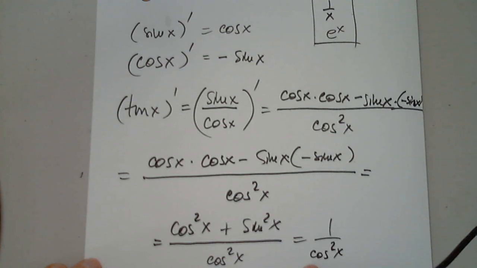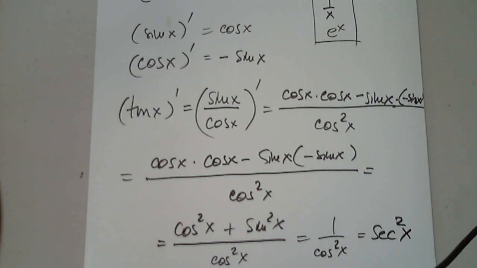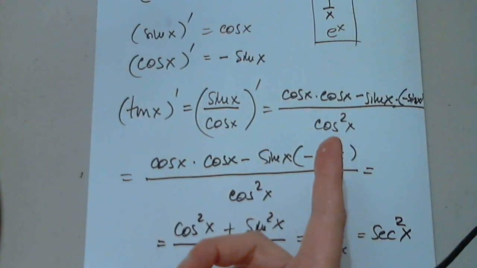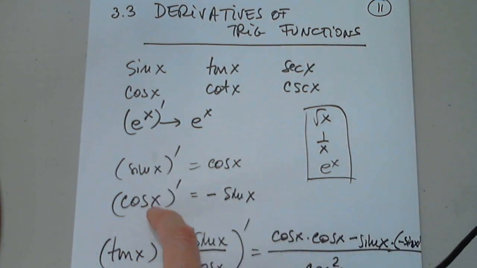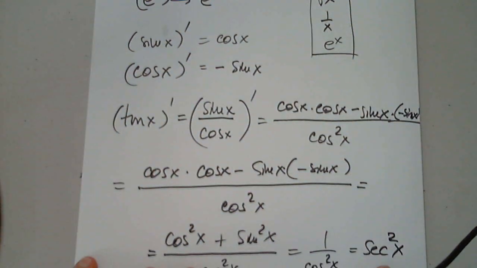If the function starts with c, it's the opposite with s. So this is something that we need to add to our list: the square root of x, 1 over x, e to the x, sine and cosine. Now tangent prime is secant squared.